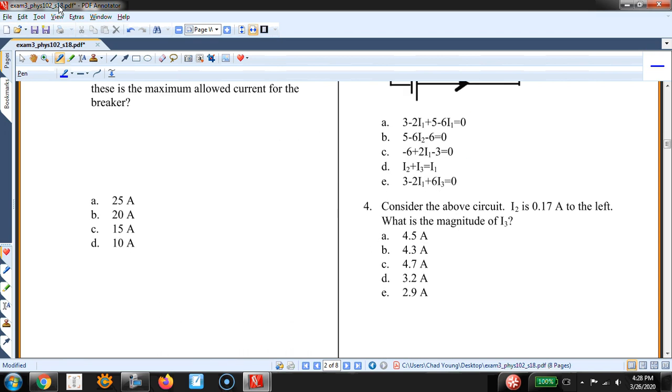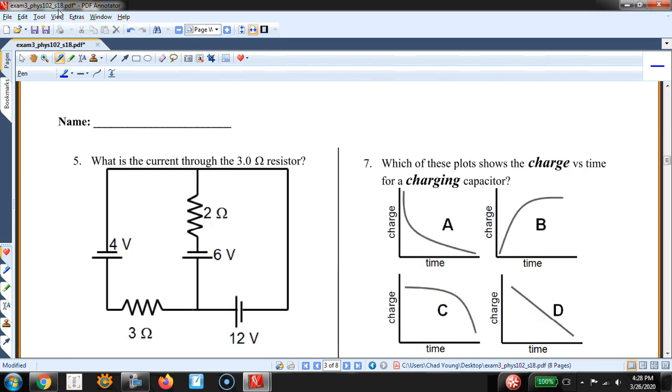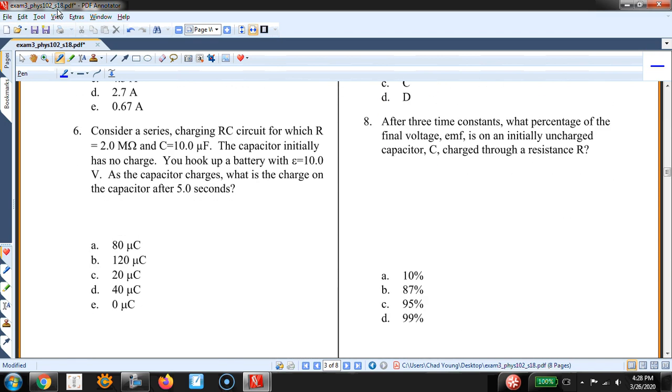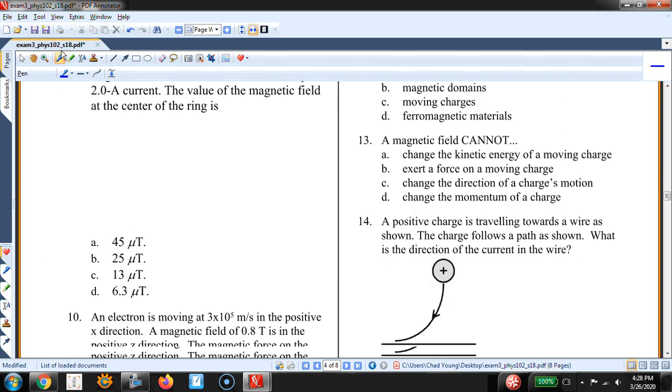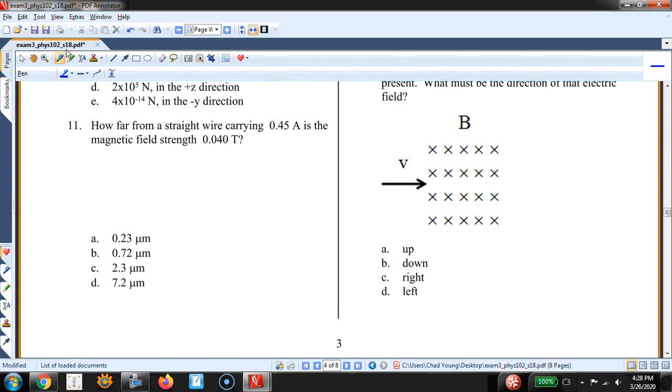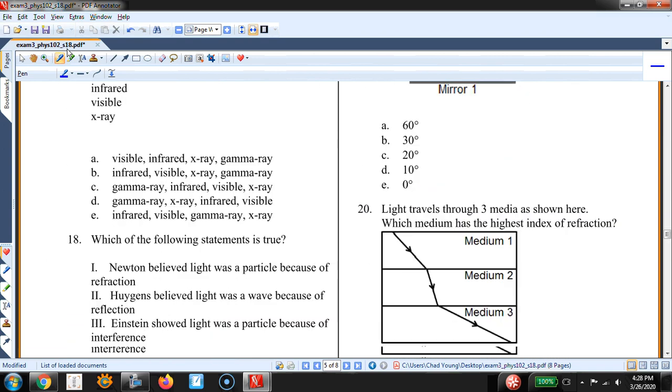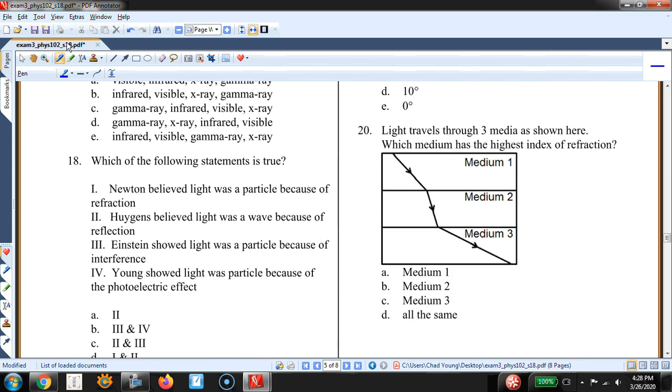Usually these are exam 3, but you might find some questions in exam 2 or exam 4, so we have to find the right topics. Let's see, these are all right-hand rule stuff. Okay, number 20. This is a great one that's related to what we were just doing. Light travels through 3 media as shown here. Which medium has the highest index of refraction?